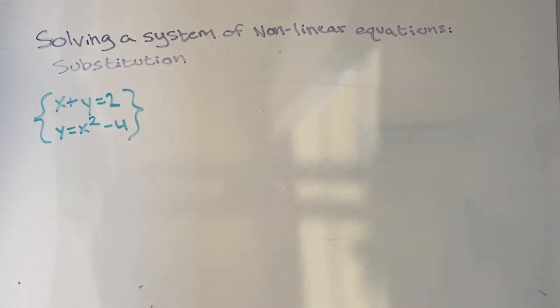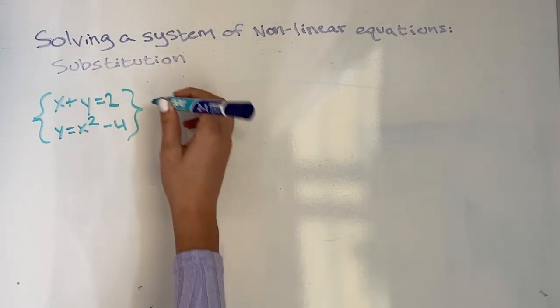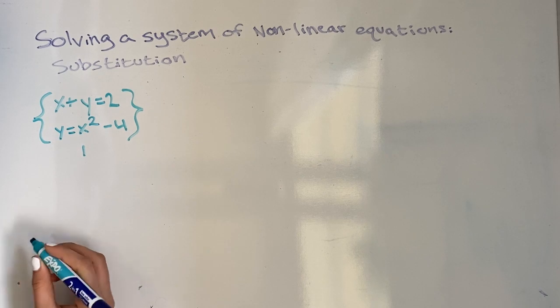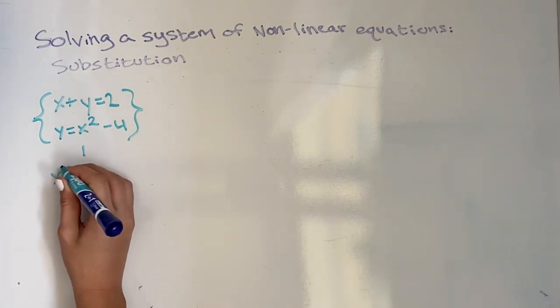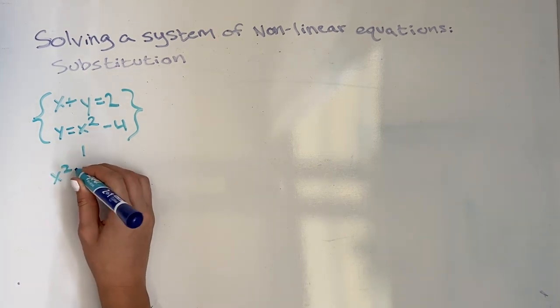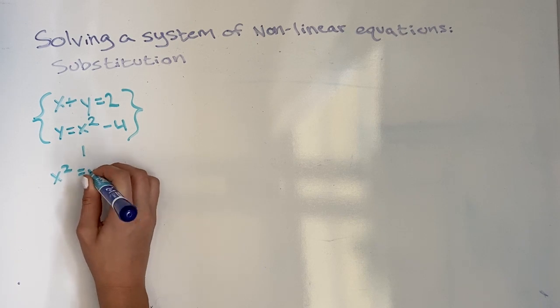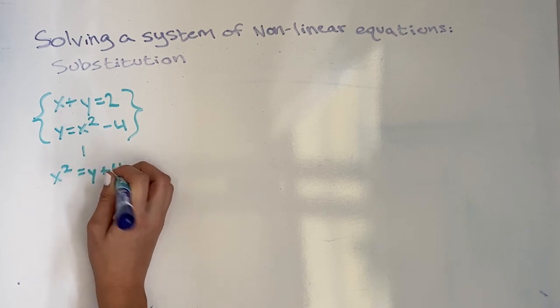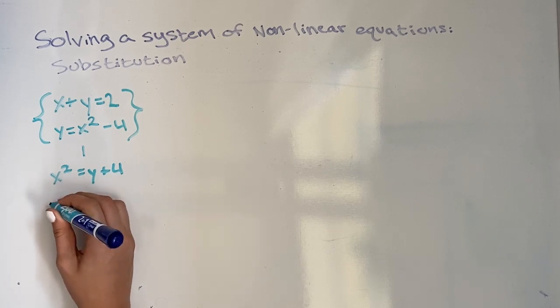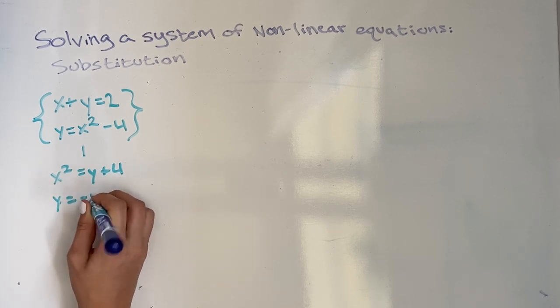Here's how to solve a system of nonlinear equations through the substitution method. If we're given two equations, x plus y equals 2 and y equals x squared minus 4, the first thing we're going to do is isolate the variables. So I'm going to rewrite these equations as x squared equals y plus 4 and y equals negative x plus 2.